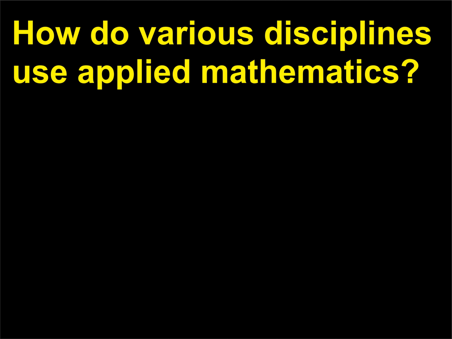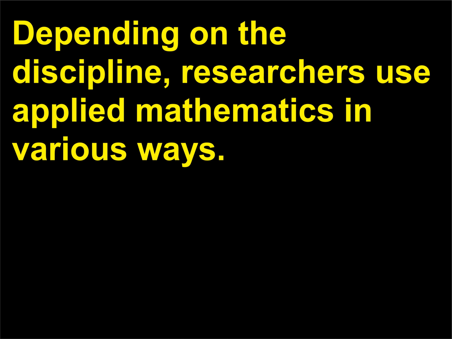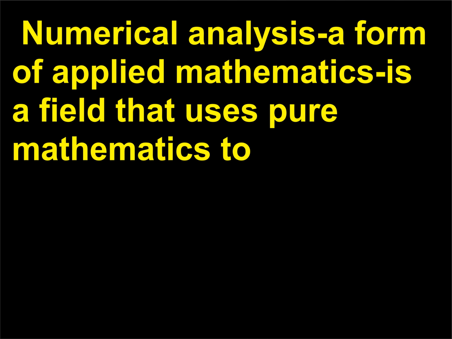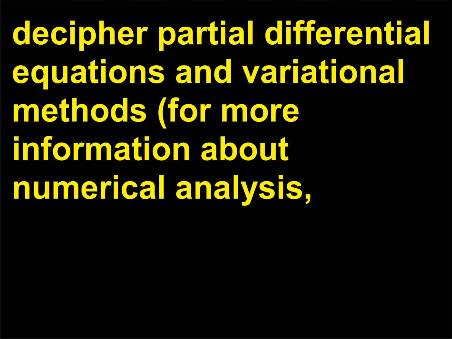How do various disciplines use applied mathematics? Depending on the discipline, researchers use applied mathematics in various ways. For example, some disciplines rely heavily on pure mathematics. Numerical analysis, a form of applied mathematics, is a field that uses pure mathematics to decipher partial differential equations and variational methods.